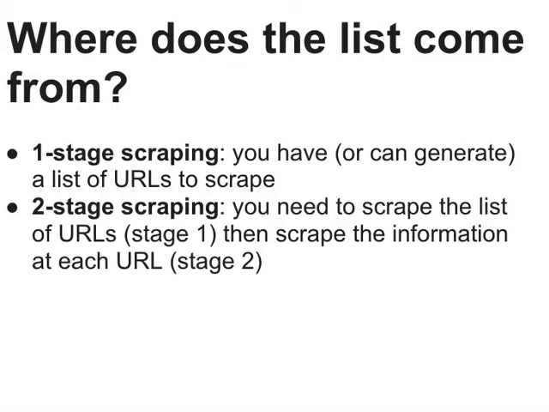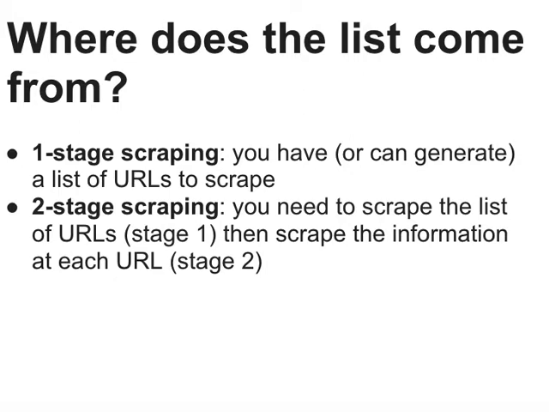Now, I mentioned earlier about the difference between one-stage scraping and two-stage scraping. This is to do with where the list comes from. We've talked about a couple of examples where you might generate the list through a series of numbers or words, or where you already have a list of URLs to scrape. In this case, the scraping only has one stage to it. You create the scraping code and you run that code against the list that you have compiled or generated.